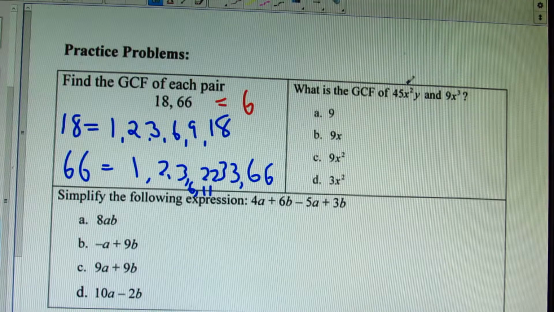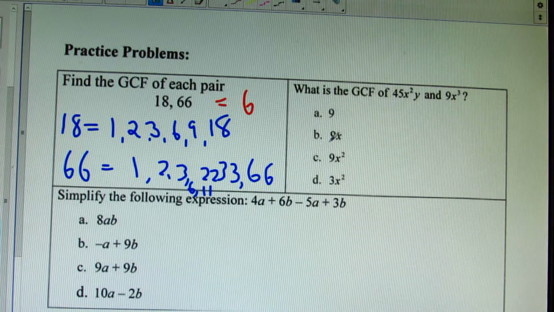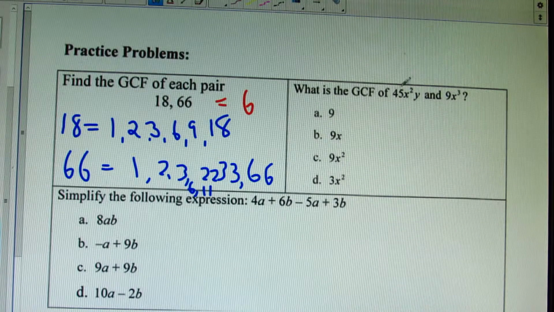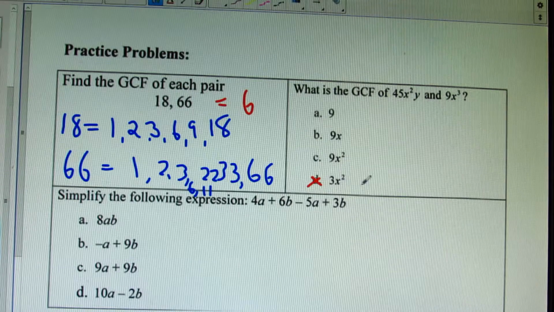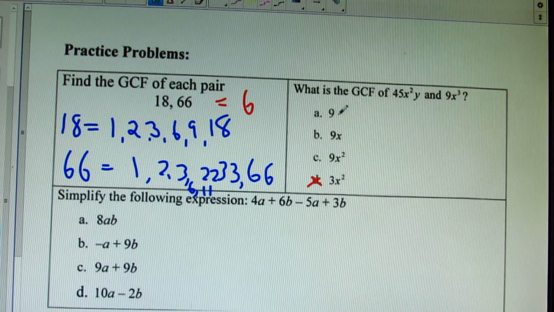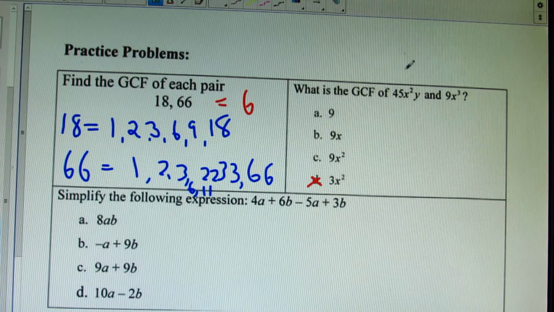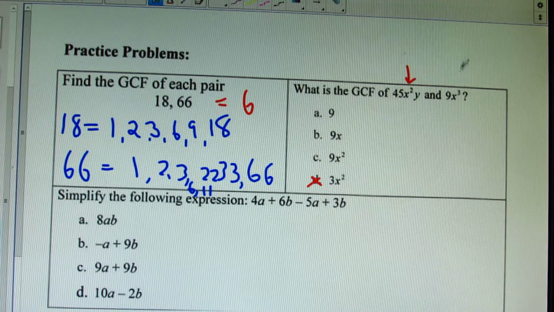What is the GCF of 45x squared y and 9x cubed? Well, I'm going to start with the largest number they have here, and that's 9. 9 does go into both of these, so 3 is not going to be it. Now, based on the variables, I have to look and see what can I borrow from each of these. I can borrow a maximum of the smallest exponent that I have.